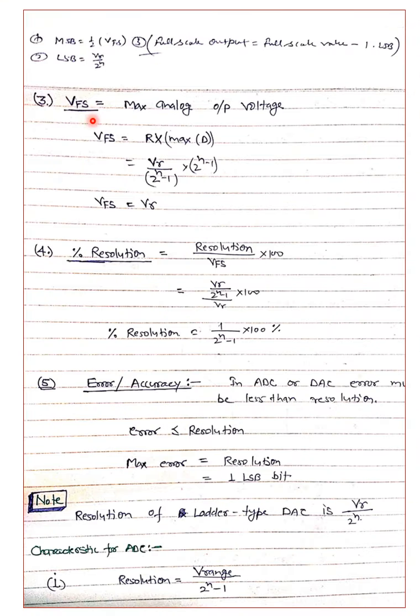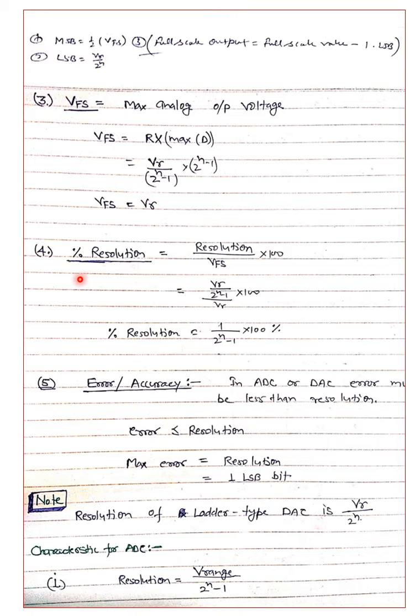The next parameter is VFS, also known as full scale voltage or maximum analog output voltage, and that is given by R into maximum decimal value. R is the resolution, VR upon 2 raised to power n minus 1, and the maximum decimal value from an n bit number is given by 2 raised to power n minus 1. So VFS comes equal to VR, where VR is the reference voltage corresponding to logic 1.